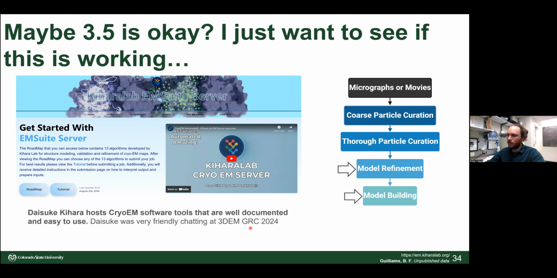So I was at the 3-dimensional electron microscopy GRC this summer. Daisuke Kihara gave a great talk. We had lunch after and he invited me to use these computational resources that he hosts on his lab website and server. So again, these are very easy to use. You submit a job to use one of their tools. You upload some files. For somebody that has never done structural biology of any kind, these were very intuitive, very nice tutorials, very easy to use. I encourage you to check these out. They have a variety of tools, largely in this model refinement, model building kind of area.